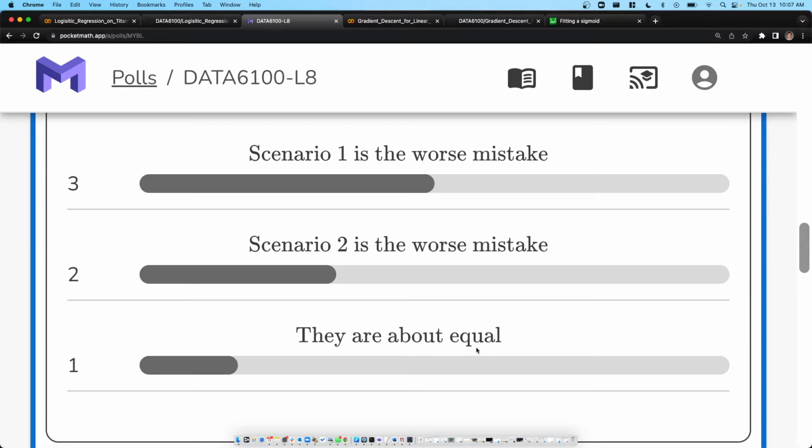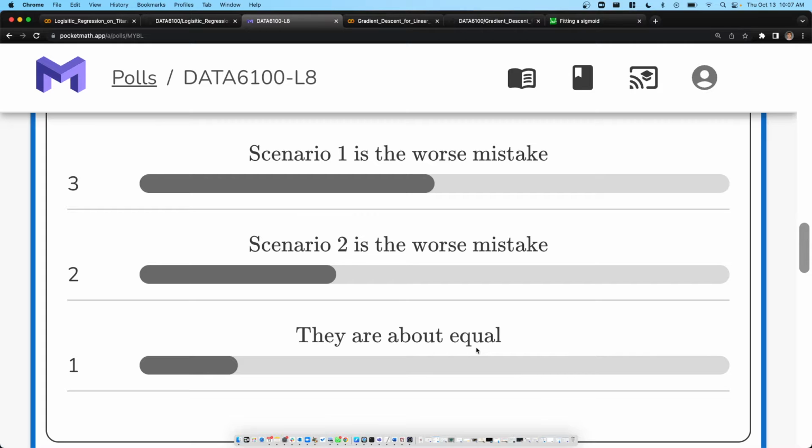So I will tell you, in the way that is used for logistic regression, they are not about the same. One of them is much worse than the other, a lot worse. In the way that is used for logistic regression, they are not close. So it's either scenario 1 or scenario 2, and you guys have to pick.